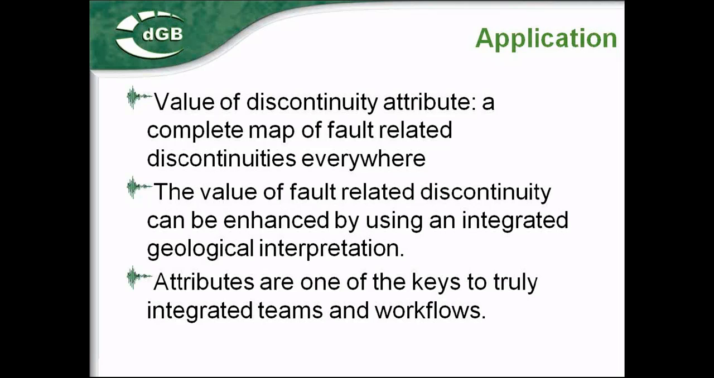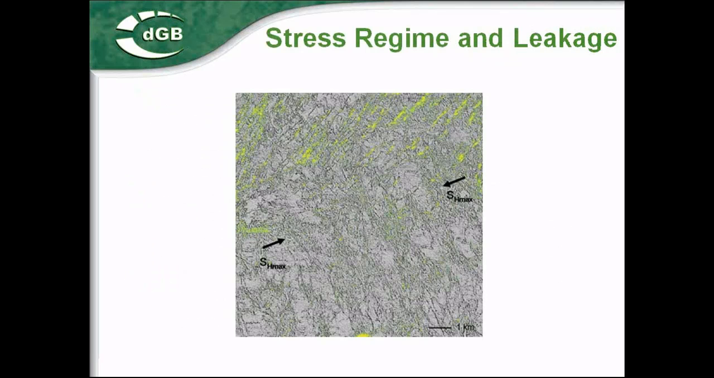Then real quick, a little bit about application. We already see that the value of the discontinuity attribute is that in an hour or two of work you can make a complete, very rich map of fault-related discontinuities everywhere. You can glean all kinds of details, fault splinters, relay structures, etc. The value of that work can be enhanced tremendously if you're doing integrated geological interpretation. So you're going to think about tectonic history, production data, etc. And as everybody can understand, such a seismic attribute display is a good tool for integrated teams and workflows.